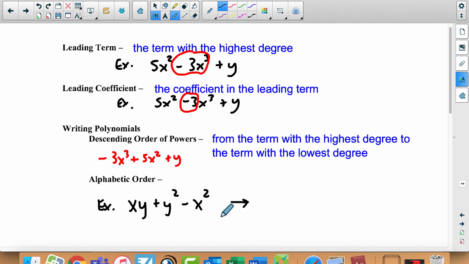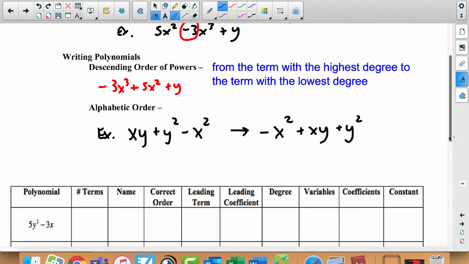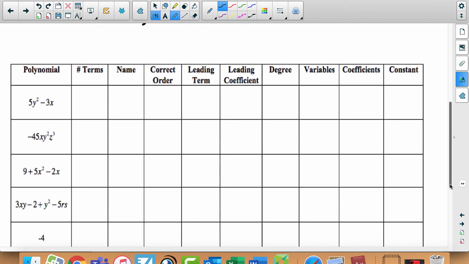So first of all, pick the term that only has x's in it. That's this one. So you'd have negative x squared. Then pick the one that has at least one x in it, so that'd be plus xy. And then do the one that has no x's in it, only has y's, so that'd be plus y squared. Now, I've picked examples that are pretty obvious, but sometimes the descending order of power and the alphabetic order kind of contradict each other, and we'll talk about that in class. It can be a little bit complicated, and you know what? There's some leeway.